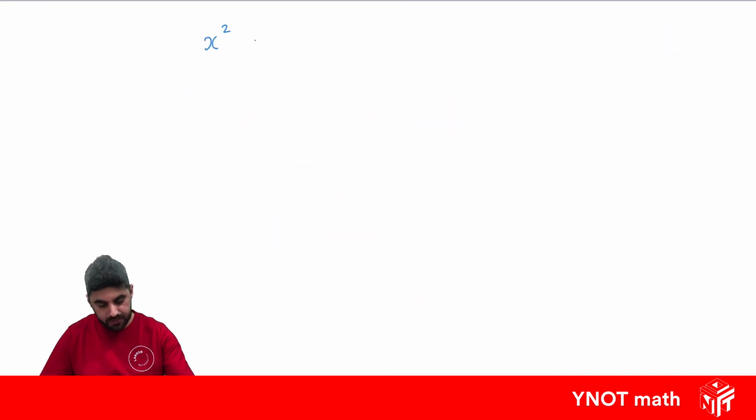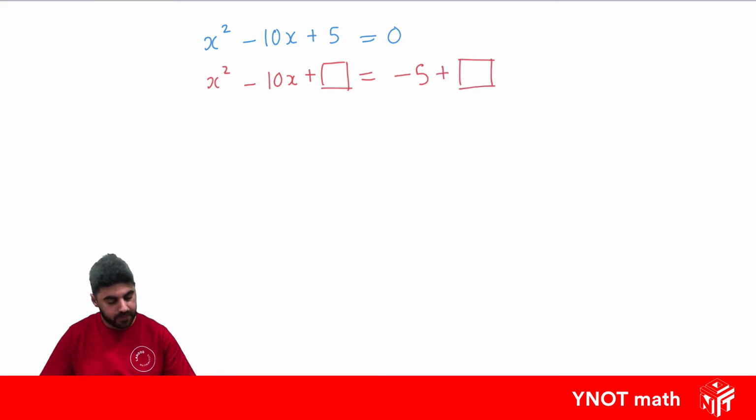x squared minus 10x plus 5 equals 0. So first step, let's take the constant to the other side. So minus 5 from both sides. Now we're looking to add something to both sides of the equation that's going to complete the square, make a perfect square. So we need half the coefficient of x, that's minus 10 divided by 2, squared, on both sides.